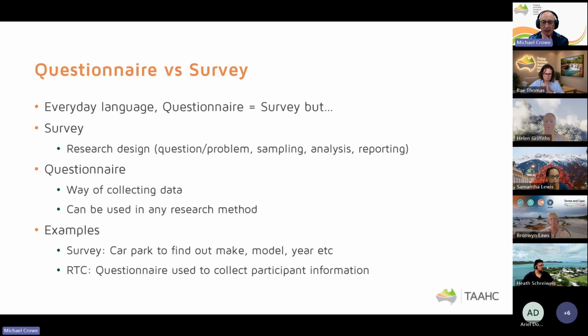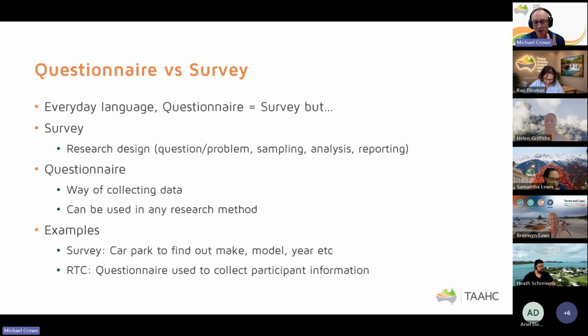So for example, a survey could be how many cars are parked in a car park and what are their makes and models. And it's very, very hard to ask cars questions. They don't tend to answer too much. Give it another couple of years and they probably will answer back, but that's a different matter.